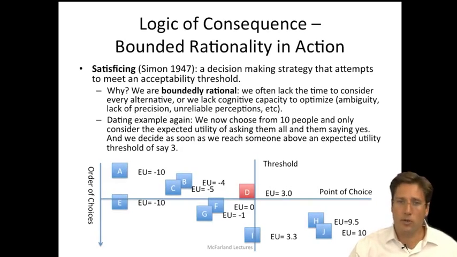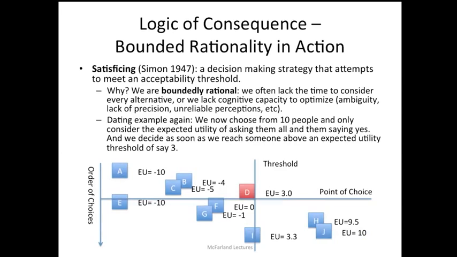But if we don't meet our threshold, we move on to the next option down the list, to the next closest one. So search is stimulated by a failure to achieve a goal and continues exploring alternatives until it's good enough to satisfy it. So if we look here in the model below, let's look at the dating example again, right? And we have to choose from 10 different people. And we have to consider the expected utility of asking them all and then saying yes. And we decide as soon as we reach some person above some expected utility threshold of, say, a 3, right?